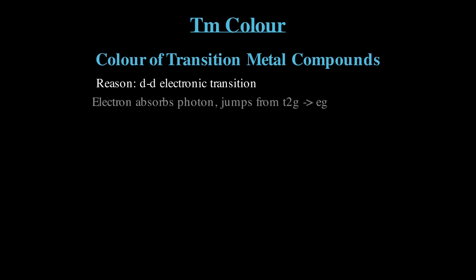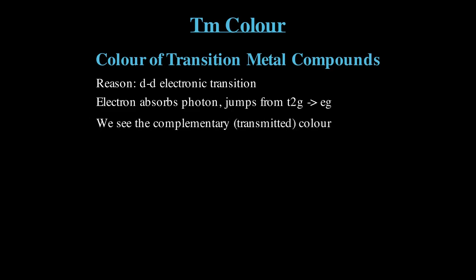The reason is a phenomenon called d-d electronic transition. When light passes through a complex, an electron in a lower t2g orbital absorbs a photon of a specific color and jumps to a higher eg orbital. The color we perceive is the complementary colored light that is transmitted.